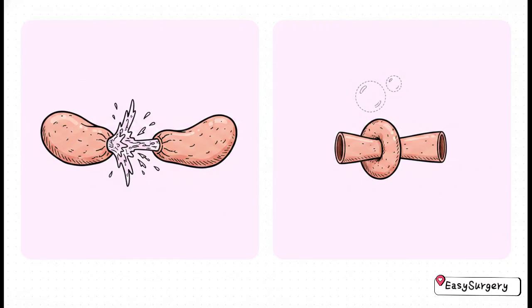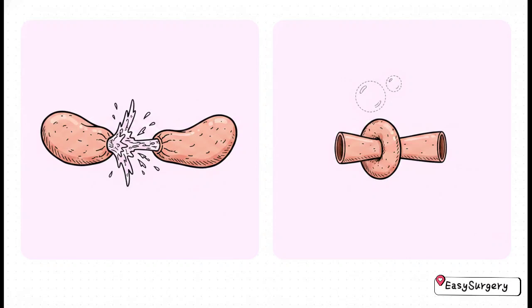Now, pancreas divisum is the most common congenital anomaly we see in the pancreas. It happens when the dorsal and ventral pancreatic buds simply fail to fuse. Because the main duct is then forced to handle a massive volume of secretions it literally wasn't built for, these patients are super predisposed to acute pancreatitis.